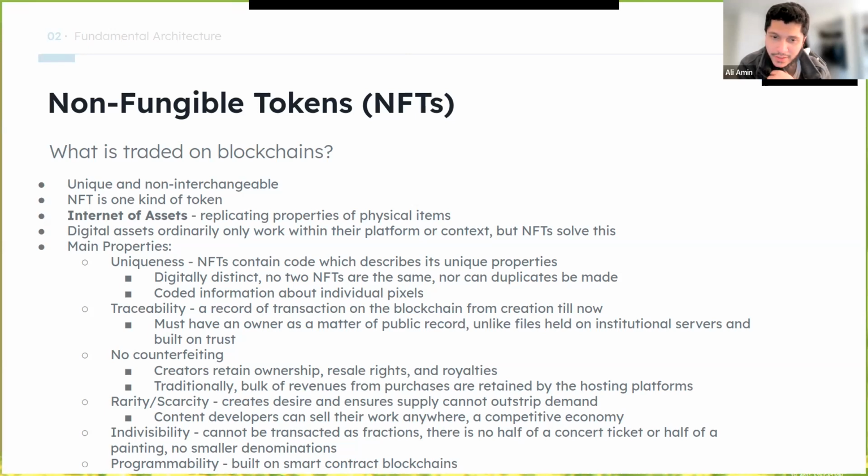Another thing is NFTs can't be divided because each one is unique. So you can't have half of a concert ticket or cut a painting in half. Each one is just a unique item as it is. And then another thing is that they're programmable. You can have NFTs with unique behaviors, which we'll come to later, probably in the Ethereum course.